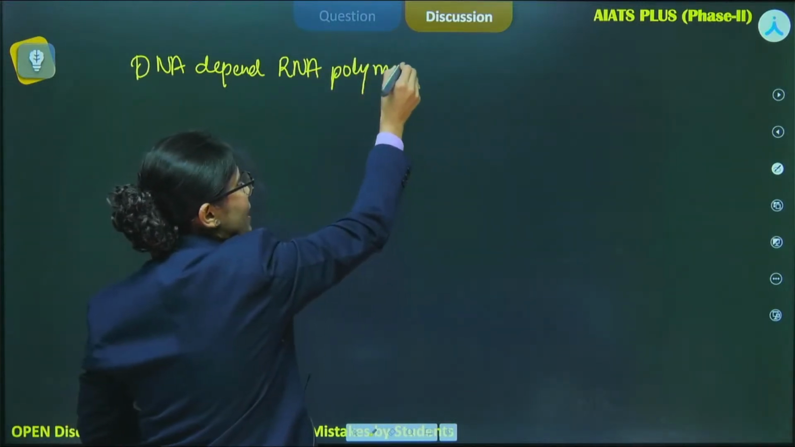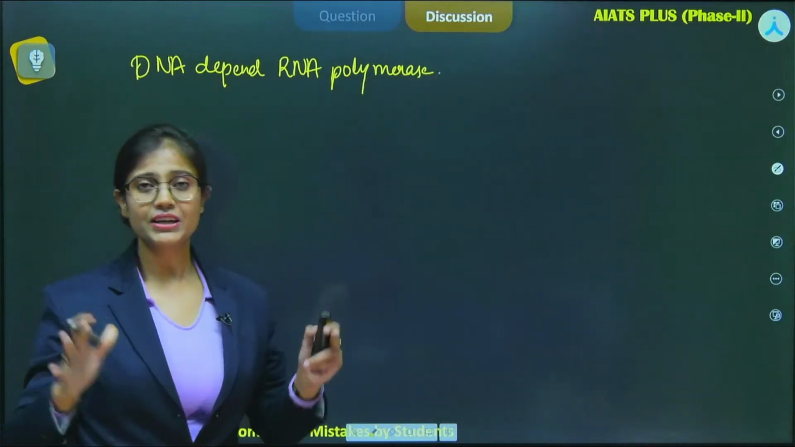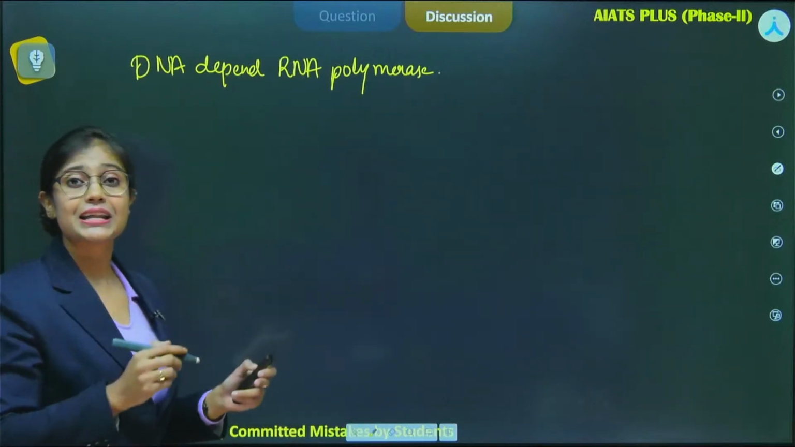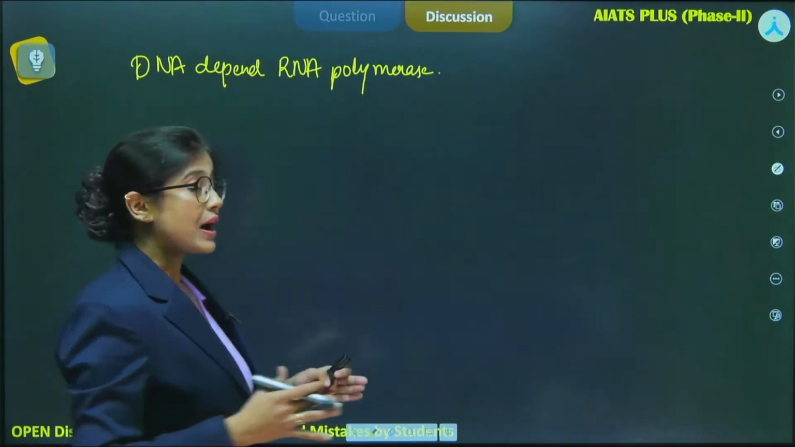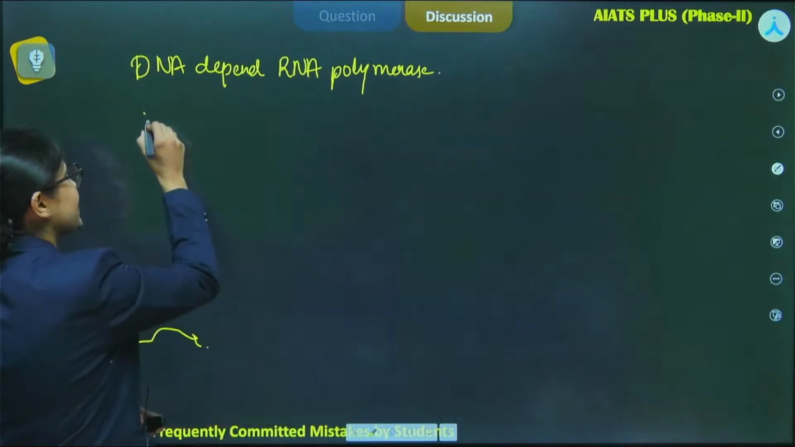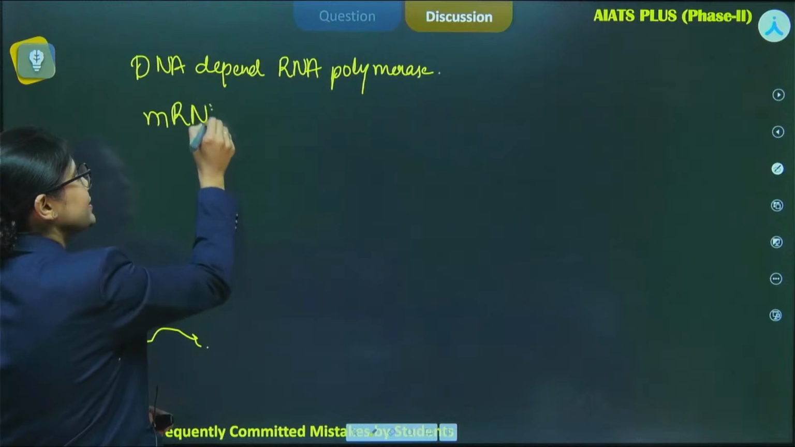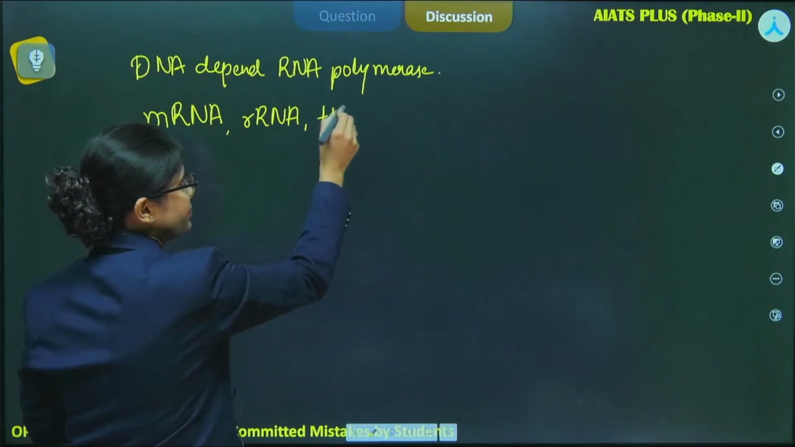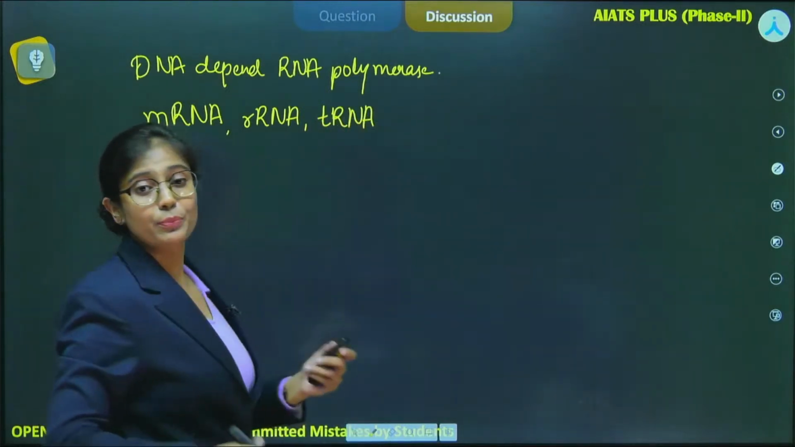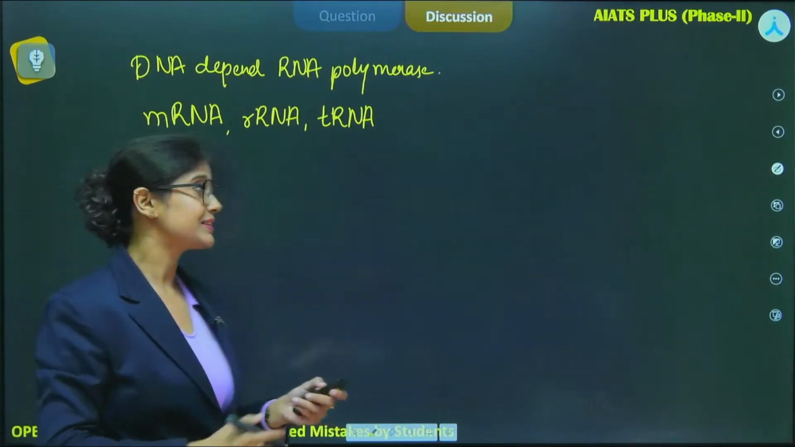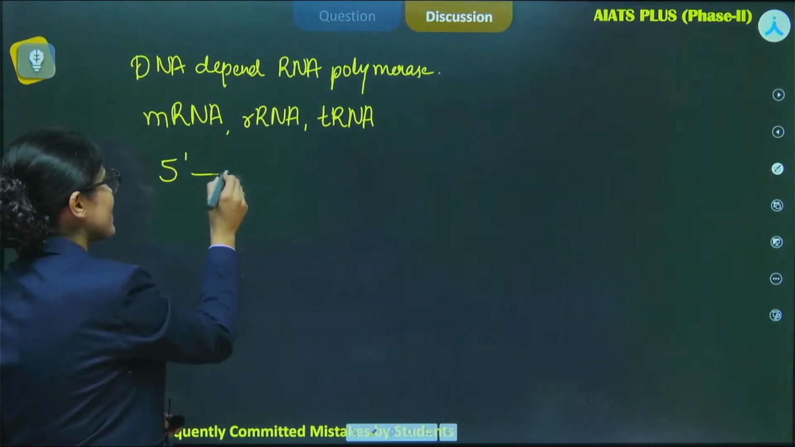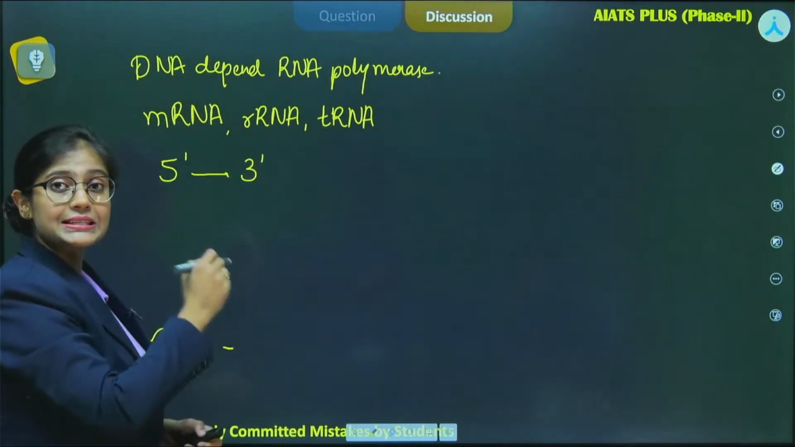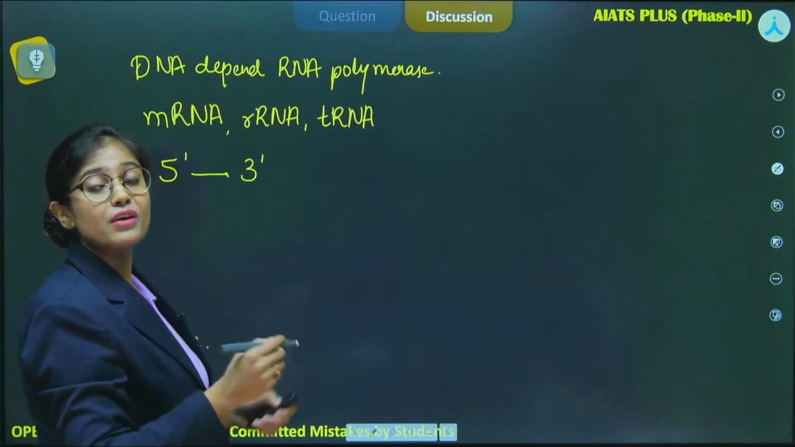First, let's see what its properties are. It is the only enzyme which is involved in the transcription of prokaryotes, and it catalyzes the transcription of all types of RNA in prokaryotes, for example mRNA, rRNA, and tRNA. And if we talk about the polarity, it catalyzes from 5' to 3', right? And one more property of this enzyme is that it facilitates the unwinding of the DNA double helix.